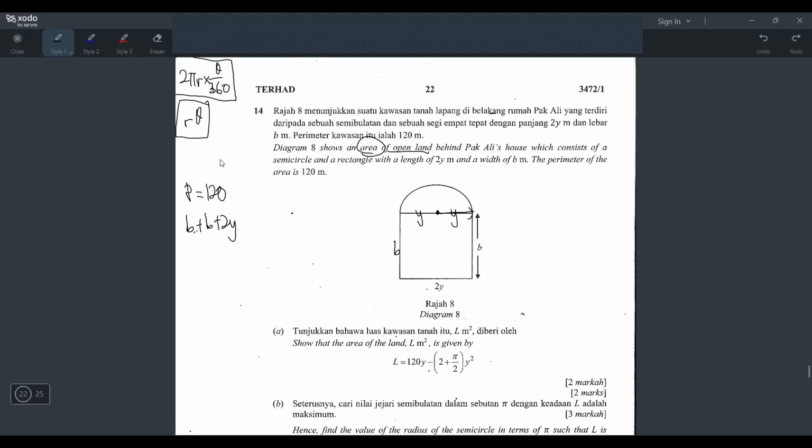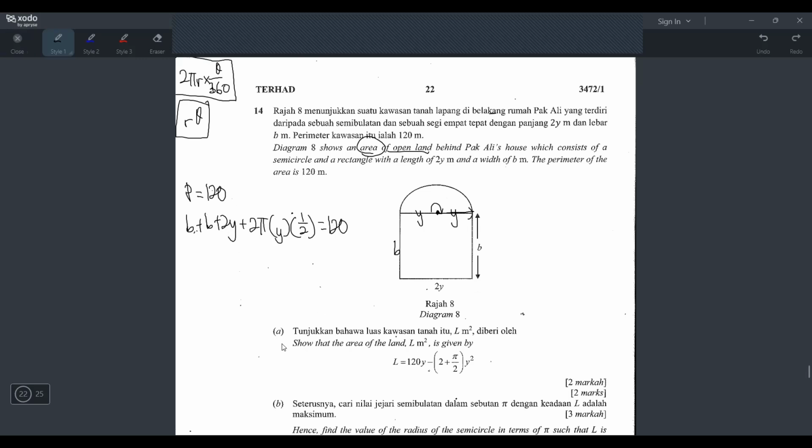Okay, let's use the top formula. So the length of arc, which is 2 pi r, but in this case, the r will be y. Because the radius is y, and then the angle will be 180. Because if it's a semicircle, half a circle, it will be 180 over 360. Or you can also say 1 over 2, equals 120. All right. This would be the first equation of perimeter.